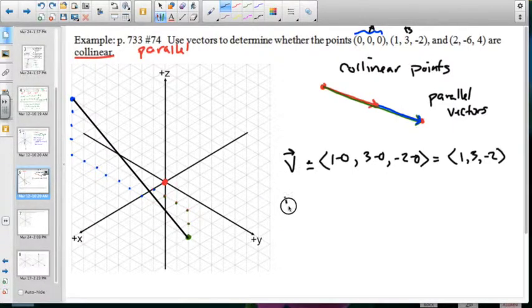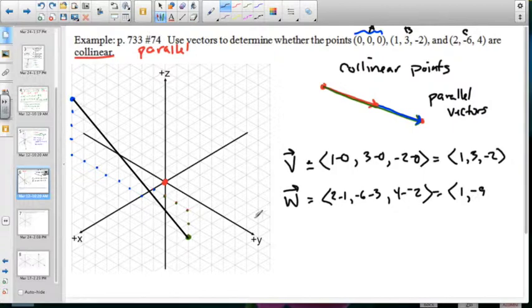And then we can take a look at vector w. Let's pick more difficult ones. Let's make w out of B and C. So we get 2 minus 1, -6 minus 3, and 4 minus -2. So this vector from B to C, right here from the green to the blue, looks like 1, -9, and 6. So from B to C we go over 1, we go back 9, and we go up 6.